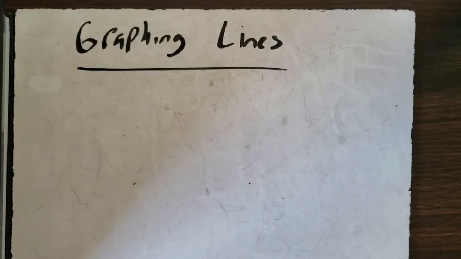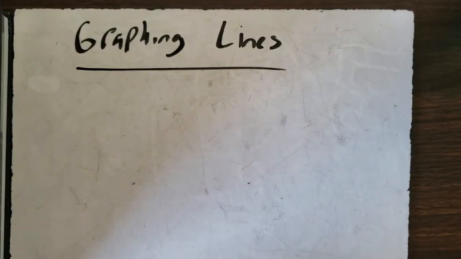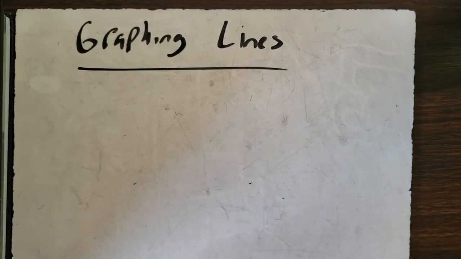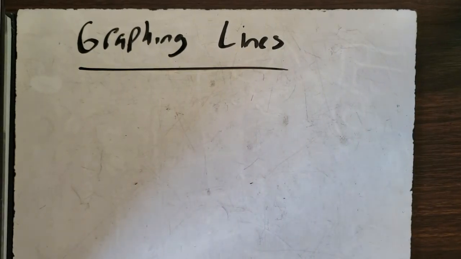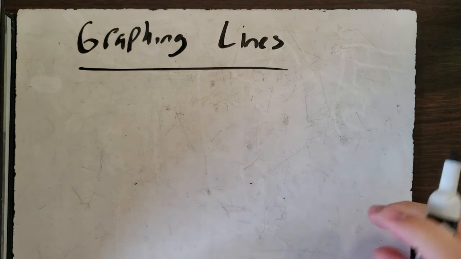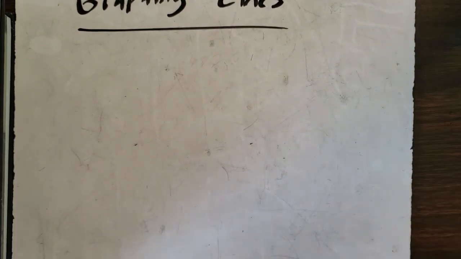Today's lesson is about graphing lines. Now in the first two videos, we learned how to find our slope from 2 points, and we learned how to find our slope from an equation. So now that we have found our slope and our y-intercept in the previous videos, it's time to actually graph the line on a graph.